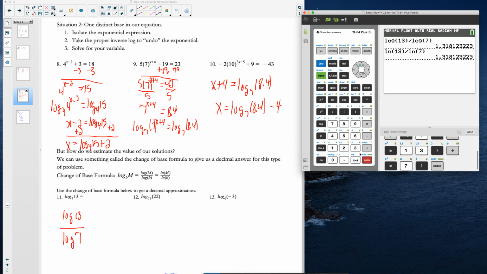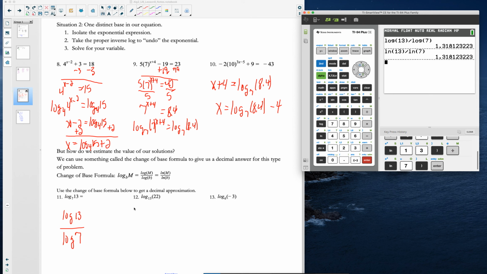So whether you decided to write it in terms of the common log or the natural log, it doesn't really matter. Here's what I'd like you to do: just pause the video real quick. Let's do one together here. Why don't you convert log base 13 of 22 to a decimal, and see what you get.